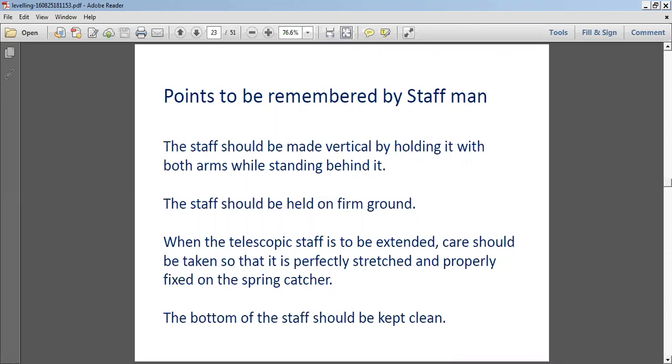Second, it should be vertical. Whatever reading we are going to take, the staff should be in a vertical position. It should not be inclined at any angle. If there is an inclination in the staff, then error will be there. The chances of error will be present when it is inclined, and it will show in your calculation part also.